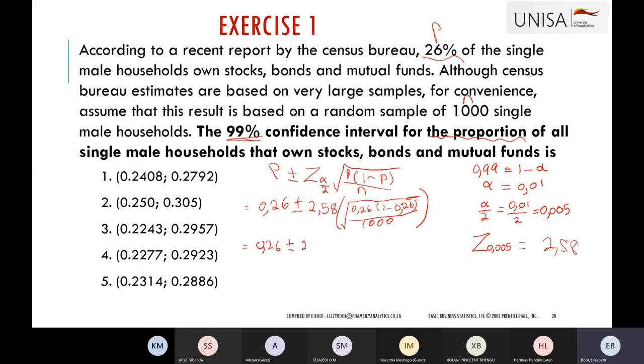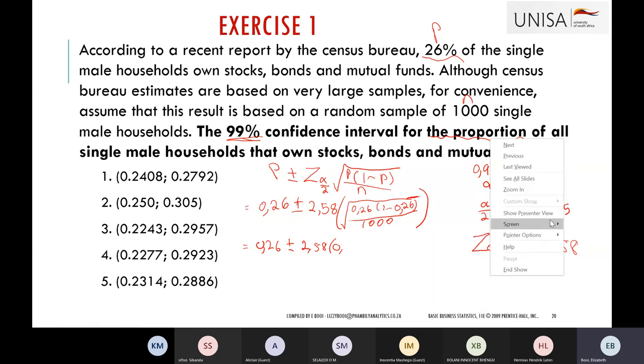So here I have 0.26 plus or minus 2.58 times 0... Now I need to go back to my calculator because I forgot all the digits.